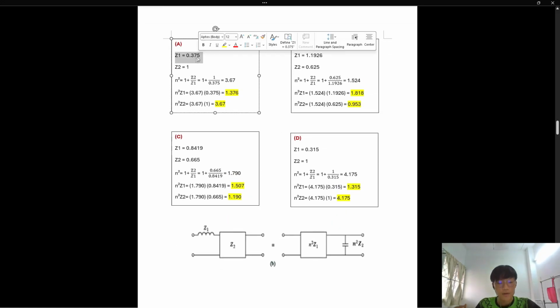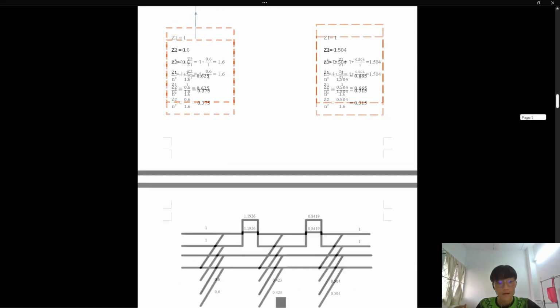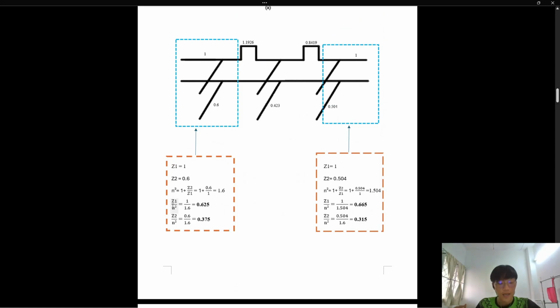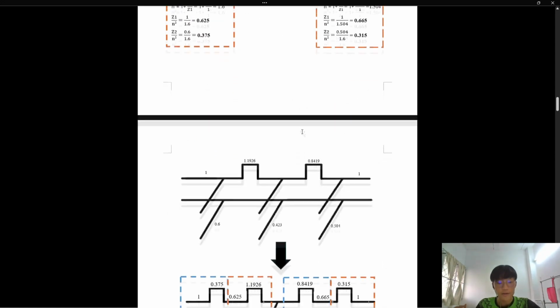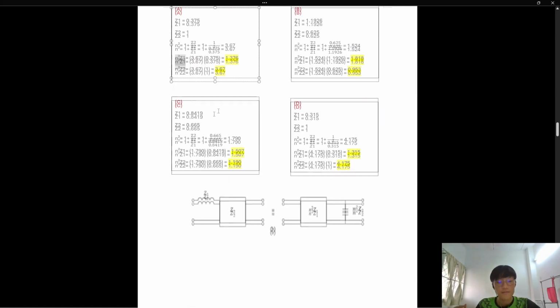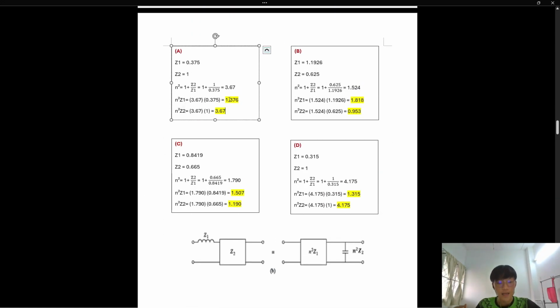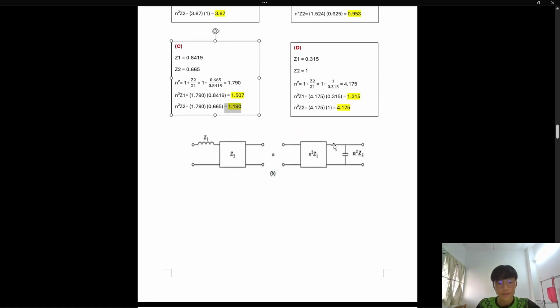So the Z1 is equal to 0.375, the Z2 is equal to 1, and same thing, we need to find the n squared. But in this case, we're using a different formula for the n squared multiplied by Z1 instead of Z1 divided by n squared. It is because this is in parallel, and this is in series. Therefore, there are different formulas. And then we applied it, and you can see all these yellow highlighted are the answers.